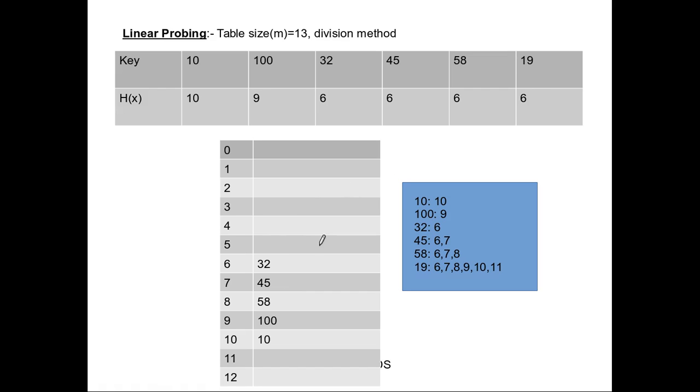Next you have 19. So 19 modulo 13 is 6 for us. So 19 tries to get in here, already occupied, comes to the next memory location, already occupied. Go to the next memory location, already occupied. Go to the next memory location, already occupied. Go to the next memory location, it is also occupied. So the next free memory location we have is 11. So at index 11, element 19 will be stored. So this is what we meant by linear probing.